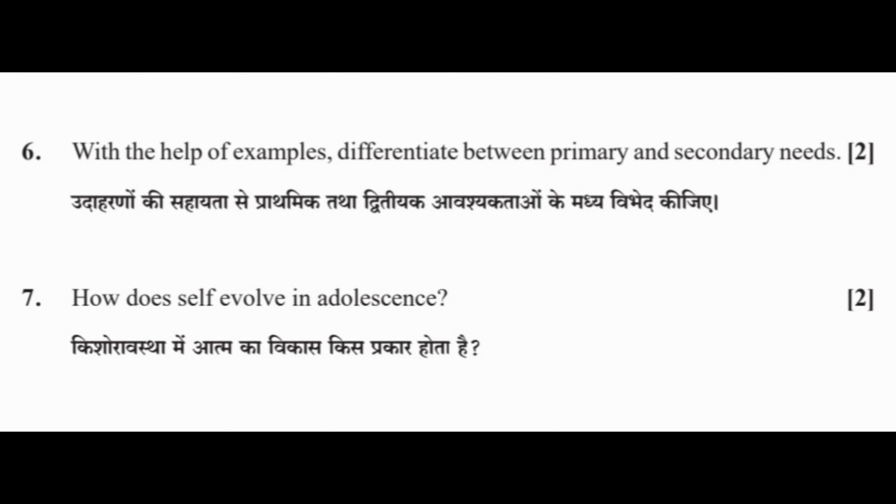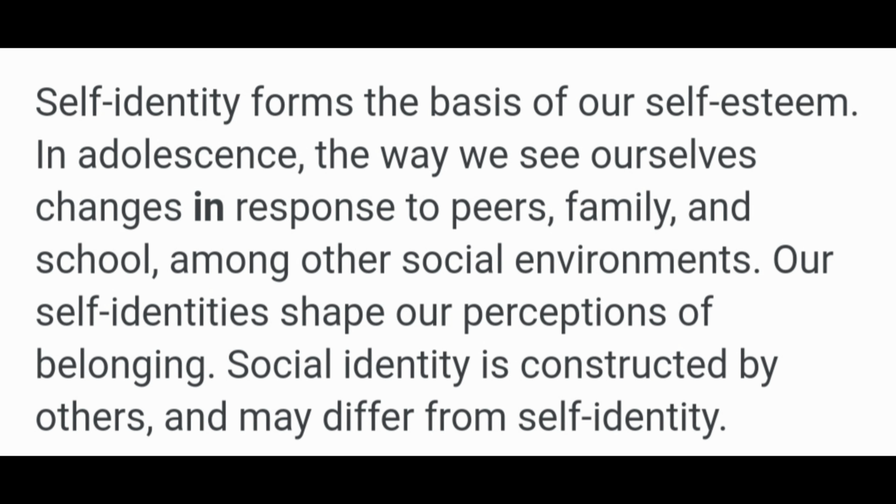7. How does self evolve in adolescence? Self identity forms the basis of our self esteem. In adolescence, the way we see ourselves changes in response to peers, family, and school. Among other social environments, our self identities shape our perceptions of belonging. Social identity is constructed by others and may differ from self identity.